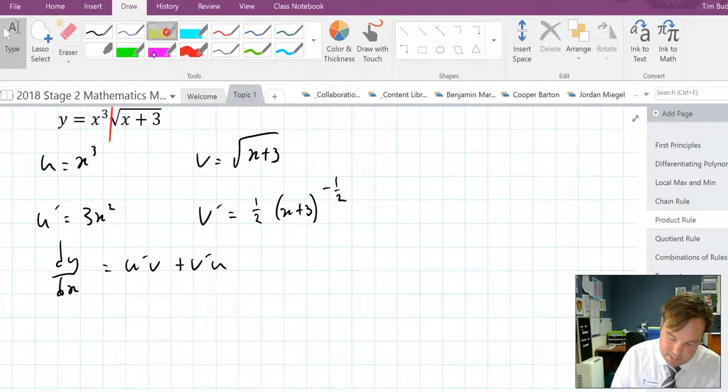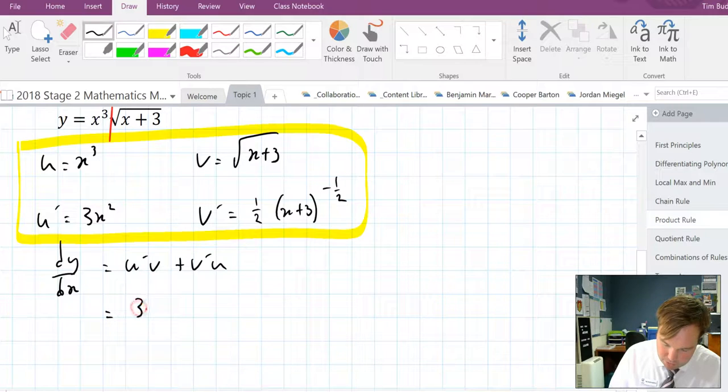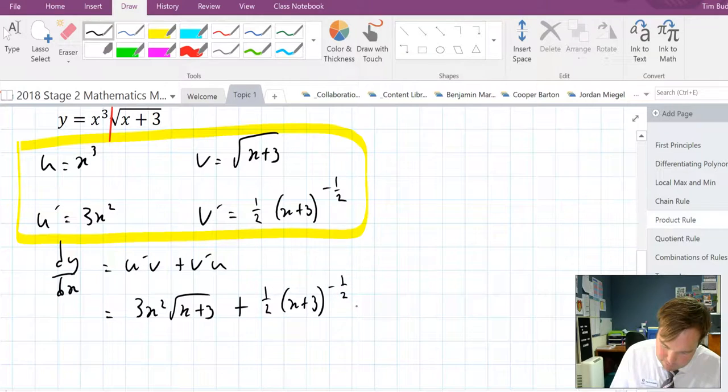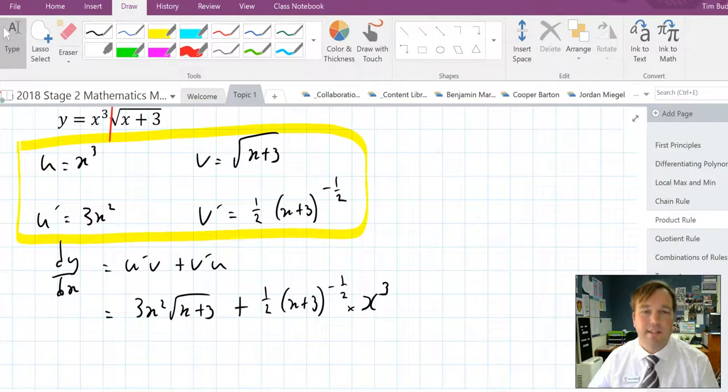Once you set up this little four square here, you have all the ingredients required to carry out the product rule, and it's just a matter of subbing back in. So 3x squared multiplied by root x plus 3, plus a half x plus 3 to the minus a half multiplied by x to the power of 3. That there is u dash v plus v dash u, and we don't have to go beyond that. The product rule is really quite nice and easy.